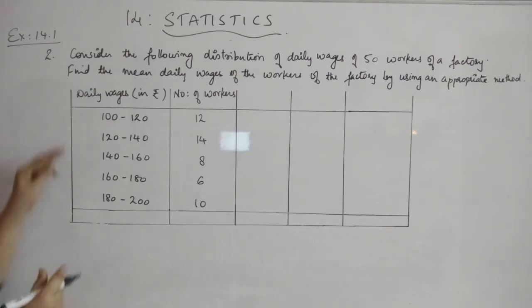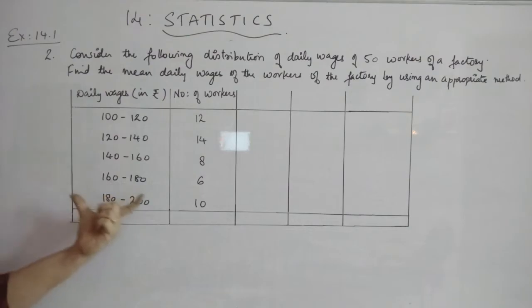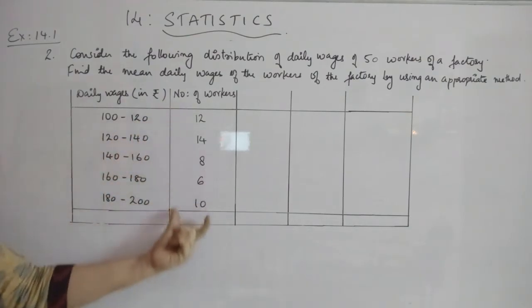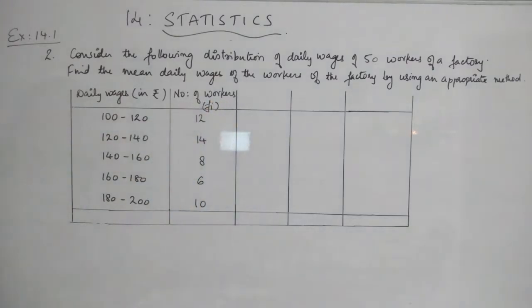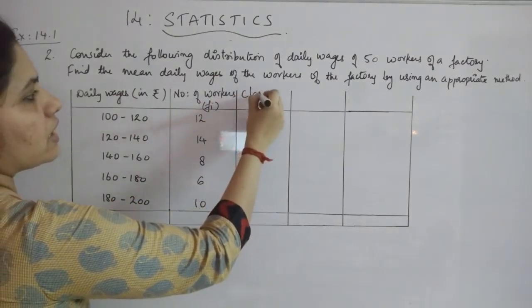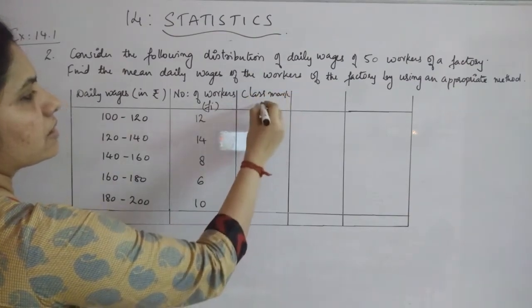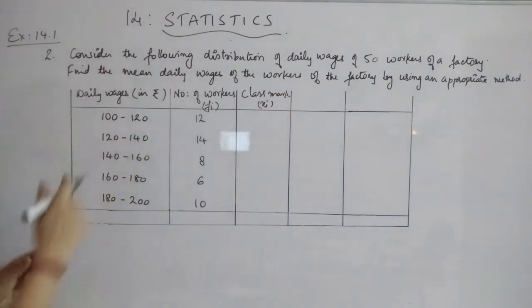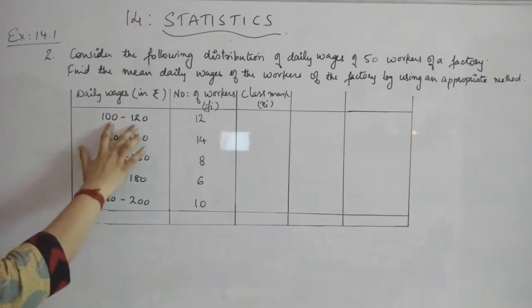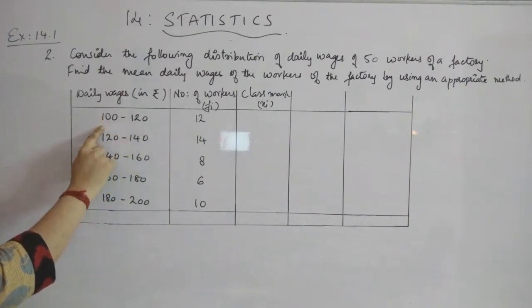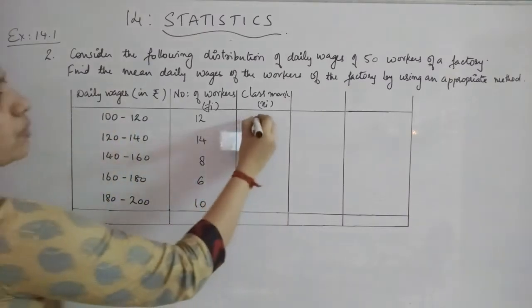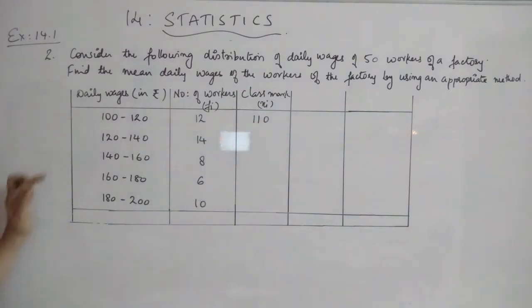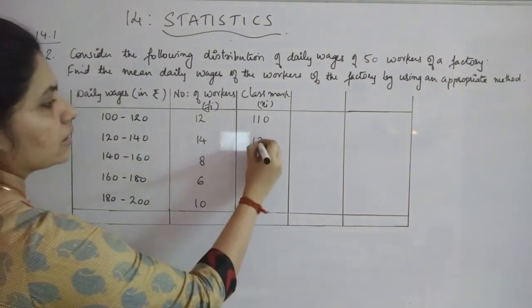So the daily wages in rupees is given in class interval basis and the number of workers is given. This number of workers will be acting as Fi, that is the frequency. Now we will find out what is class mark. Class mark is nothing but the mid value, or you can say the average of the upper and lower limit. 100 plus 120 by 2 will give you 110. Again 120 plus 140 by 2 will give you 130.